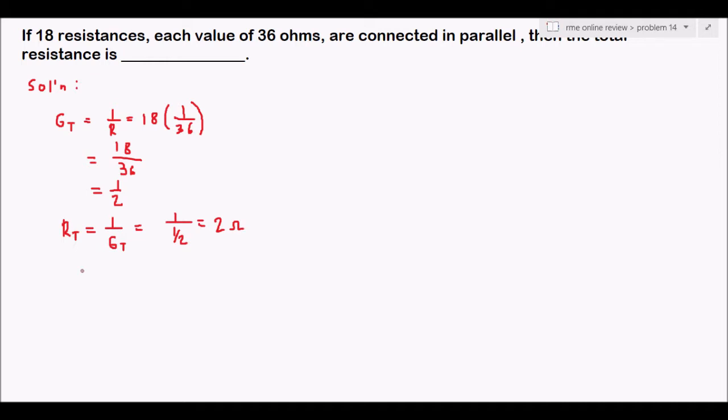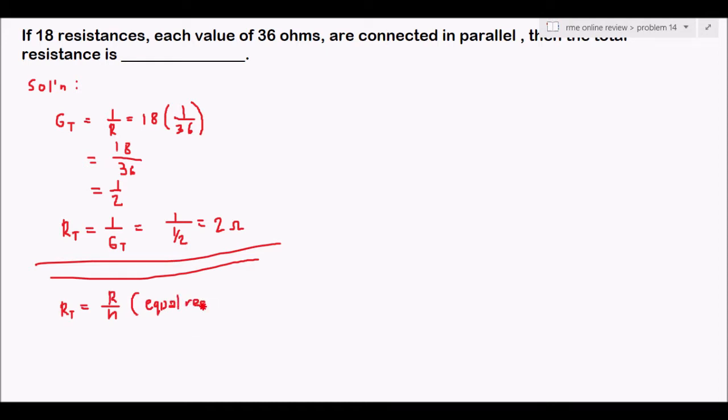Or we could have a much shorter solution. If you have equal resistances connected in parallel, you can use the formula RT equals the given resistance R over N, where N is the number of resistors connected in parallel. Let's emphasize this: this is applicable only to equal resistances.